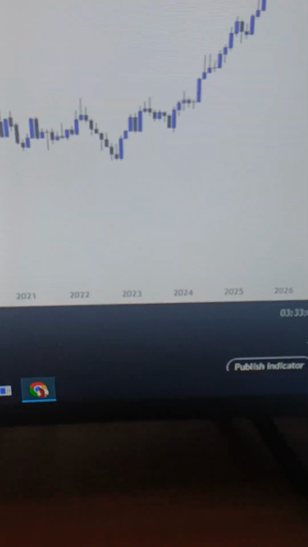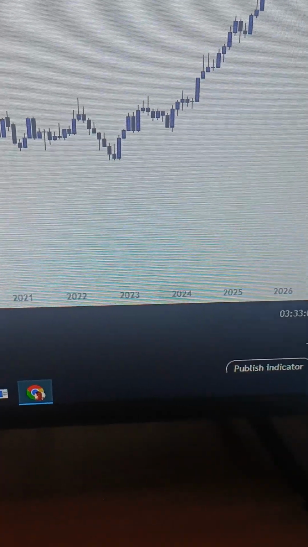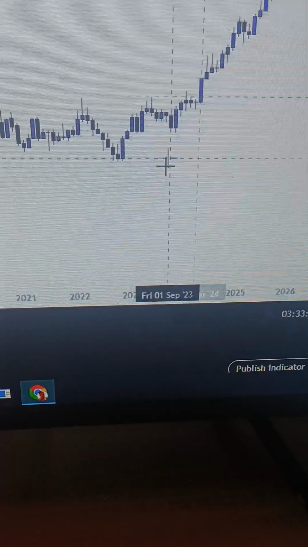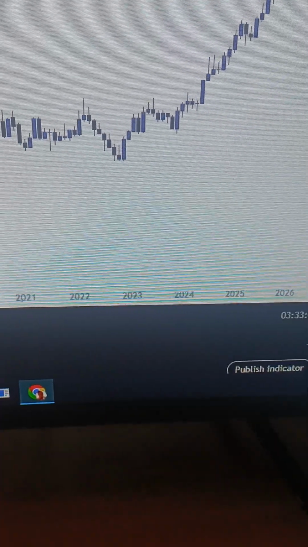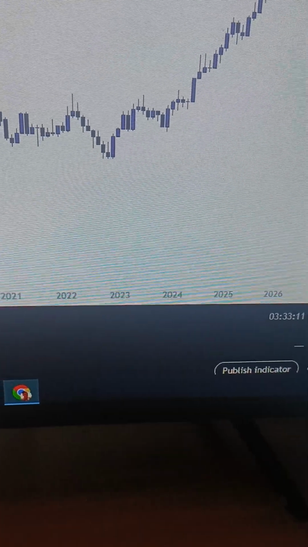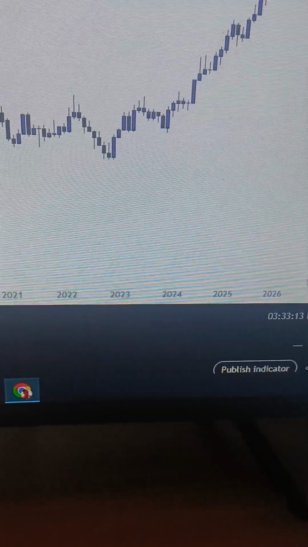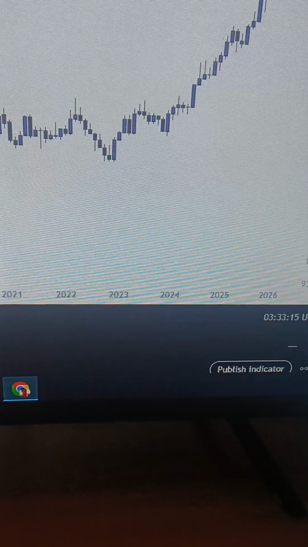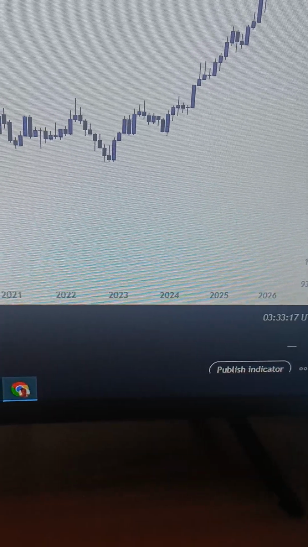This is monthly, but I want to tell you, if you have a setup in monthly, you're going to look at it in the daily. If you have a setup in weekly, you're going to observe it in 4 hour. If you have a setup in daily, you're going to look at it in 1 hour.